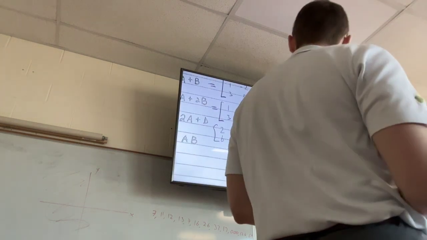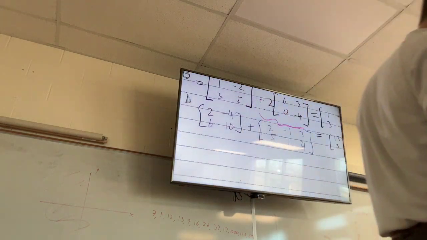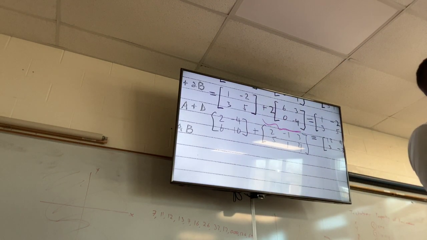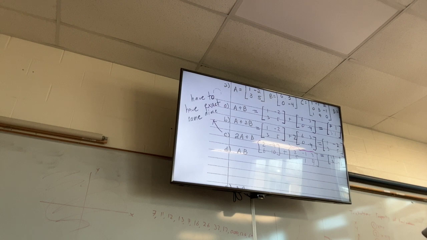Okay. What do you guys notice? They don't match up, right? So to add or subtract 2 matrices, they have to have the exact same dimensions. That's for addition and subtraction. It's different for multiplication, but for addition and subtraction, they have to have the exact same. So you can't actually do this.